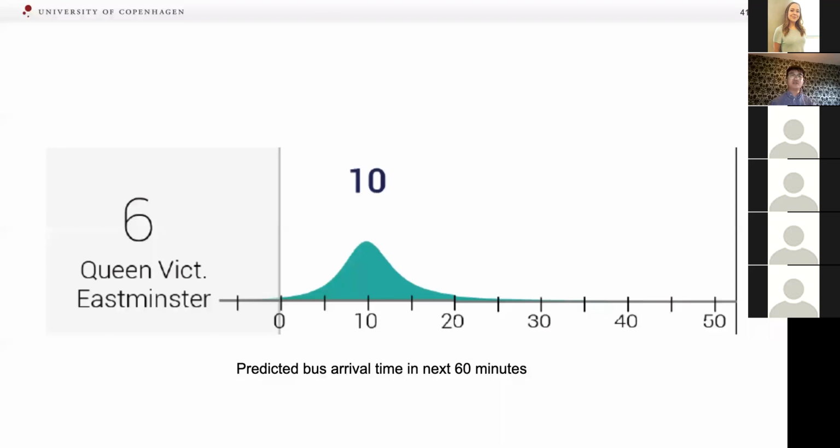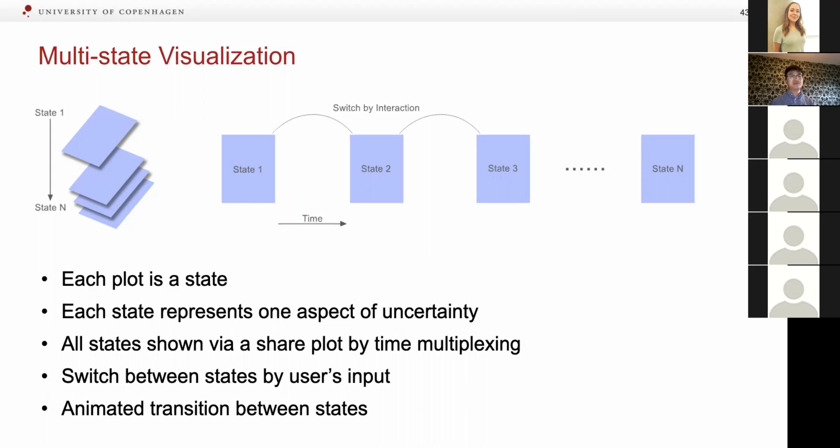Therefore, we propose multi-state visualization to investigate how a combination of visual representations can facilitate the decision-making process. A multi-state visualization consists of multiple descriptive plots. Each plot is considered as a state, and each state is designed for a reasoning task. All states are shown through a shared plot, but only one state is displayed at any time through time multiplexing. States can switch between based on user input.